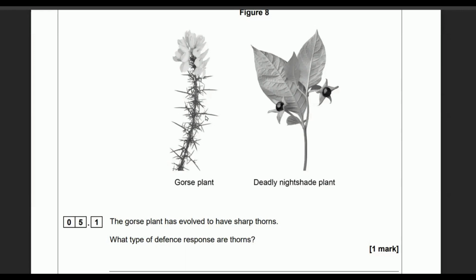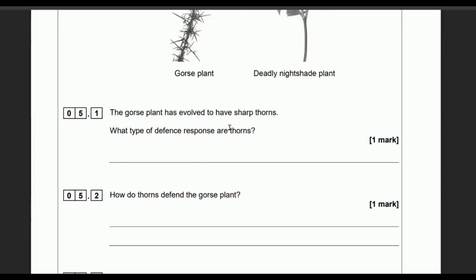So it's the anatomy has changed. And when you bite that, ow, it's going to hurt. So I call this a structural or mechanical defense.